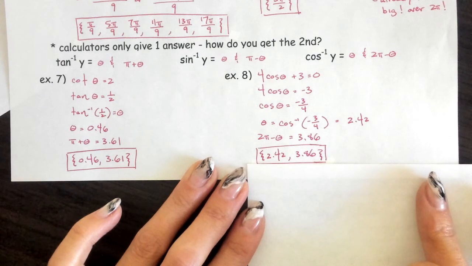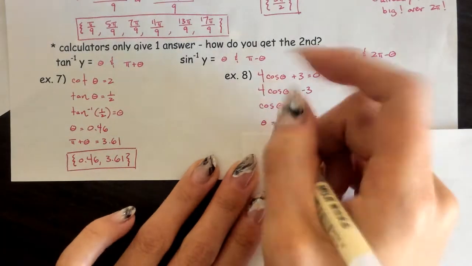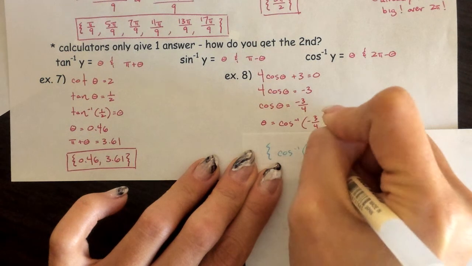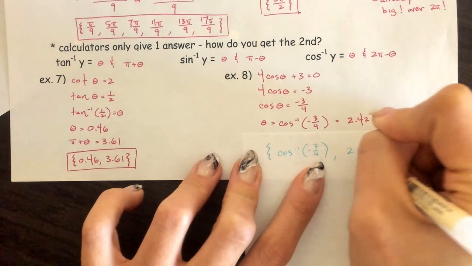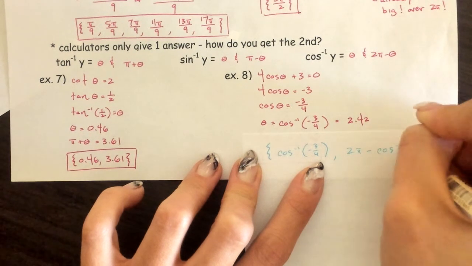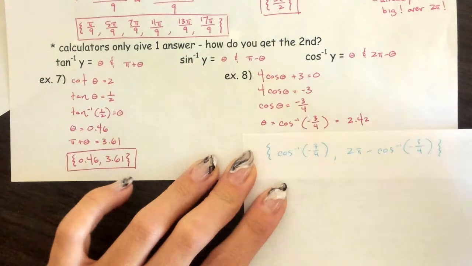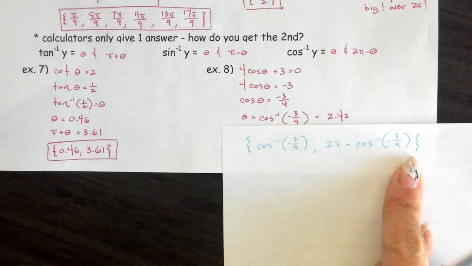Again, what would it look like if you had no calculator? If you had no calculator, then one of your answers would be cosine inverse of -3/4, and the other answer would be 2 pi minus cosine inverse of -3/4. And sometimes you will not be able to use a calculator, and that's going to be your final answer.